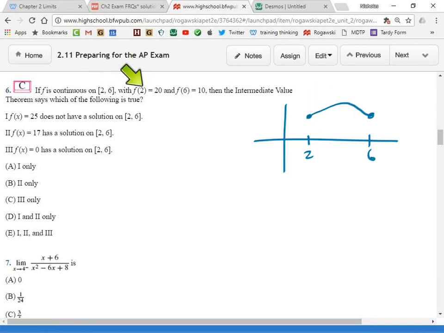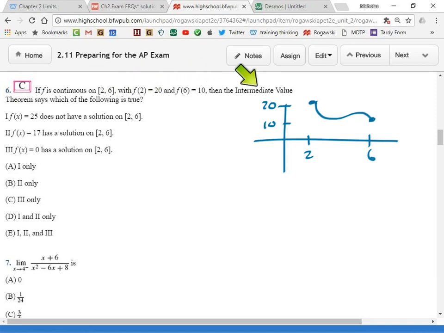Oh wait, it gives us values for 2 and 6. So let me make this a little more exact. 2 is up here at 20, and then 6 is down here at 10. And these are connected somehow, no holes, no gaps. So we know that at 2 we have 20 and at 6 we have 10. All I'm doing right now is translating this because I want to understand what it's asking.